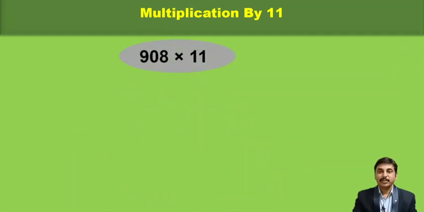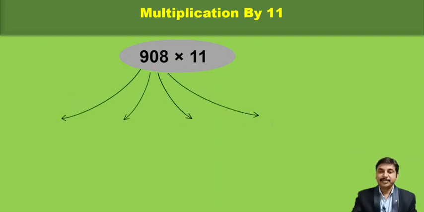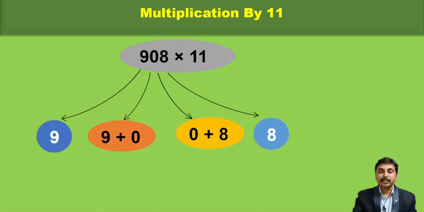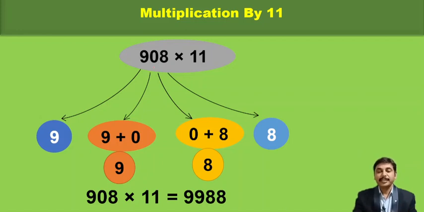Okay, come on. Now you have to do this question. 908 into 11. Yes. So just keep this 8 as it is. Look, this question can be solved in the very minimum time. 0 plus 8, 9 plus 0, and finally we have 9. So your final answer is 9988. So 908 into 11 is 9988. Okay.